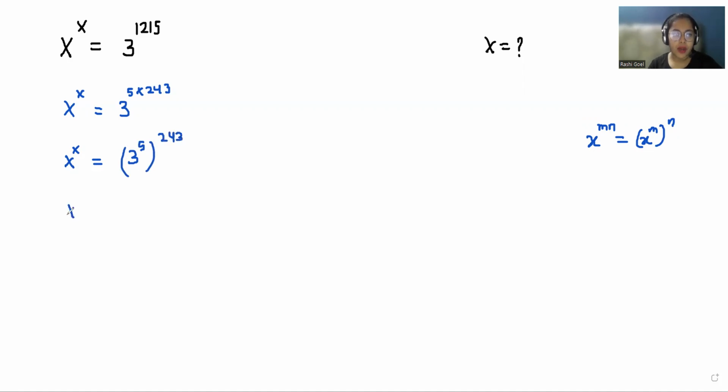243. So x^x = ... we know very well, 3 times 3 times 3 times 3 times 3 is 243. So we can write this as 243^243. If we compare both sides, the value of x is 243.